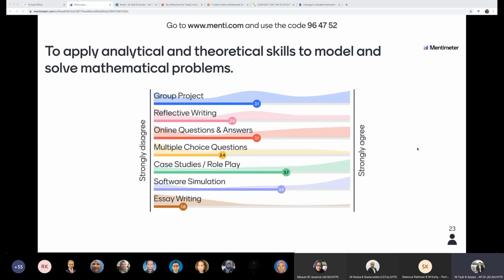Okay. So I think many of you think here we should use case studies or role play. For example, we create some case studies, some problems, so that the students are able to solve the problem. Okay, that is one option. Second option is we ask the students to do some kind of software simulation, and then we observe how they solve the simulation problem using the analytical and theoretical skills that have been assigned to them.